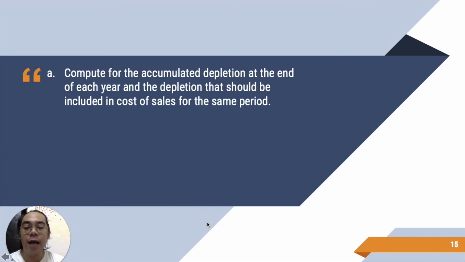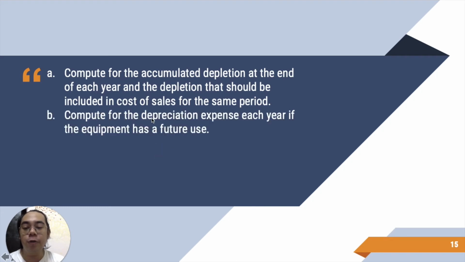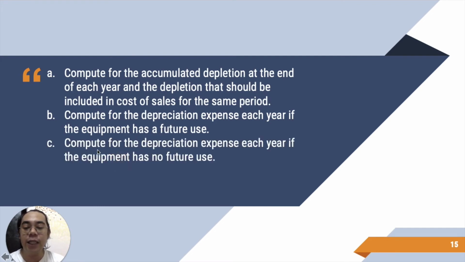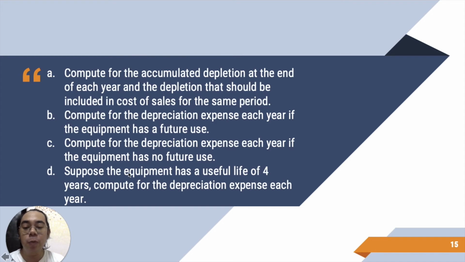A. Compute for the accumulated depletion at the end of each year and the depletion that should be included in cost of sales for the same period. So depletion for the year and cost of sales for the year. B. Compute for the depreciation expense each year if the equipment has a future use. So for the equipment. Letter C, compute for the depreciation expense each year if the equipment has no future use. And D, suppose the equipment has a useful life of 4 years, compute for the depreciation expense each year.